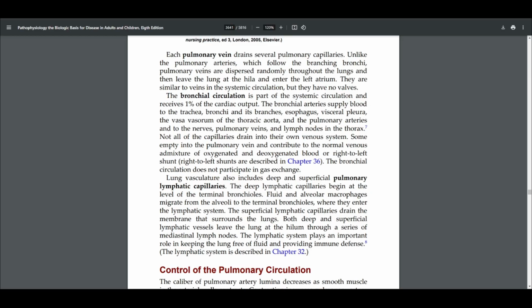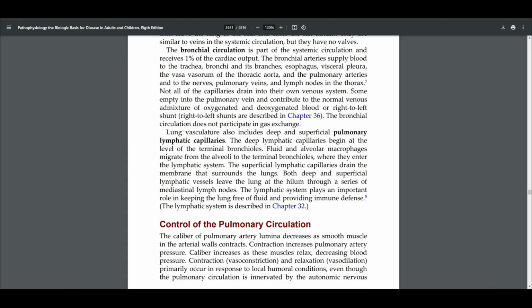The bronchial arteries supply blood to the trachea, bronchi, and its branches, the esophagus, visceral pleura, and vasa vasorum of the thoracic aorta and the pulmonary arteries, and to the nerves, pulmonary veins, and lymph nodes in the thorax. Not all of the capillaries drain in their own venous system. Some empty into the pulmonary vein and contribute to the normal venous admixture of oxygenated and deoxygenated blood, a normal right-to-left shunting. The bronchial circulation does not participate in gas exchange.